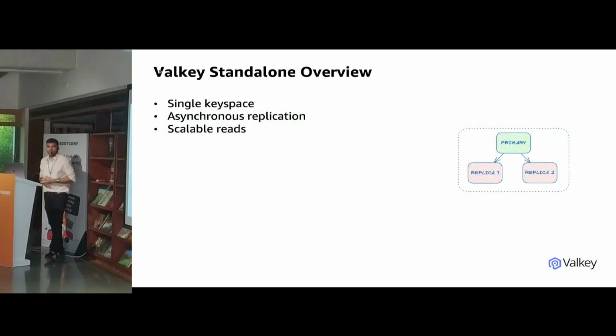Now going into how Valkey gets deployed in production, the first one which came out was Valkey standalone. Over here, there's one primary and multiple replicas of it. So that means that all of the writes go to the primary and get replicated to the replicas. And it's based off eventual consistency.